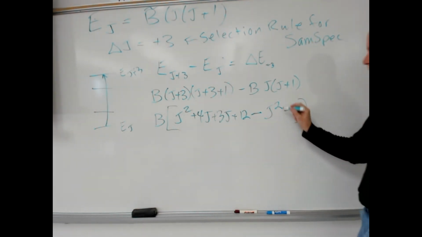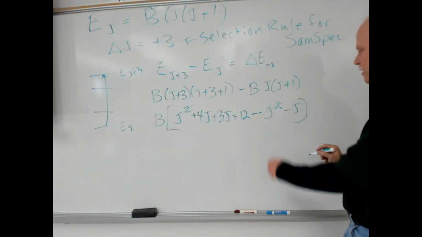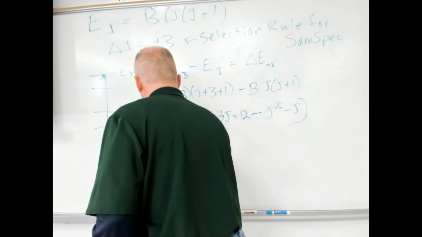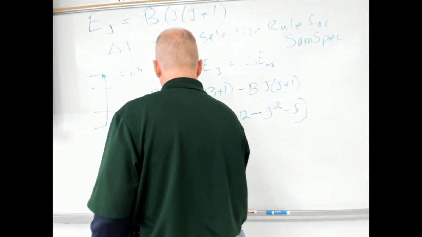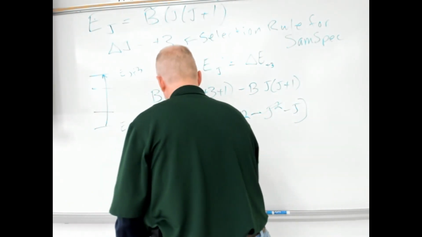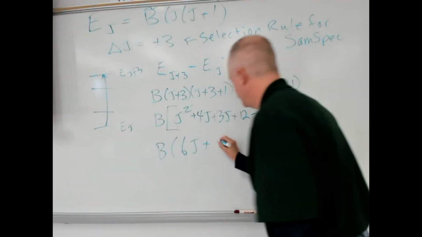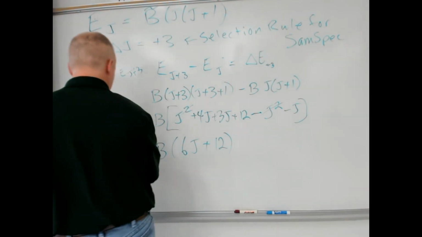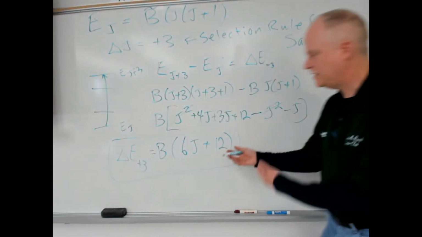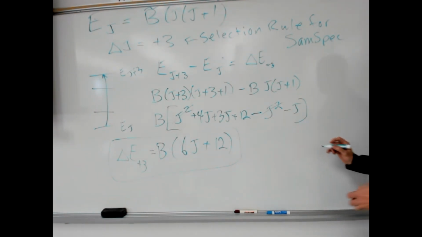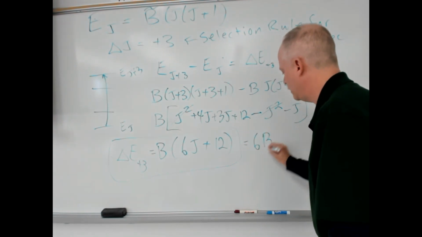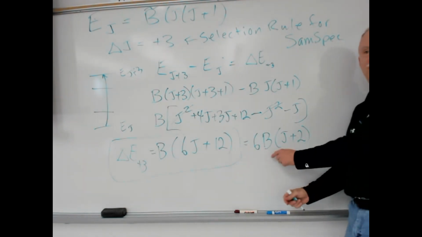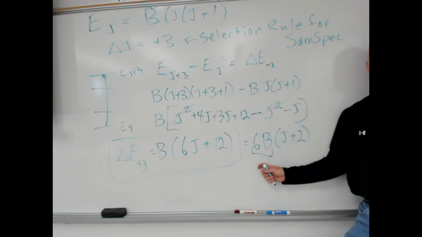Then we just simplify things. Our J squareds are gone. Okay. We keep the 12, but I've got plus 7 minus 1, so I've got 6. So I have B times 6J plus 12. And you could leave it like that, or you could go one step further and say it's equal to 6B times J plus 2. The reason I like this one is because that's the spacing between my spectral lines.